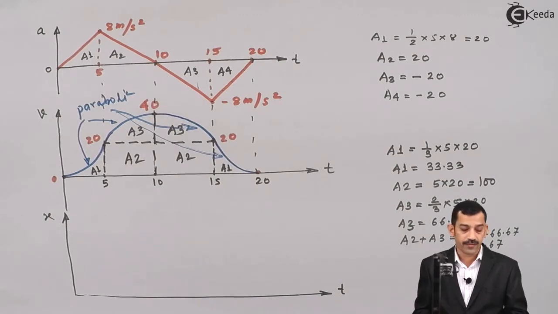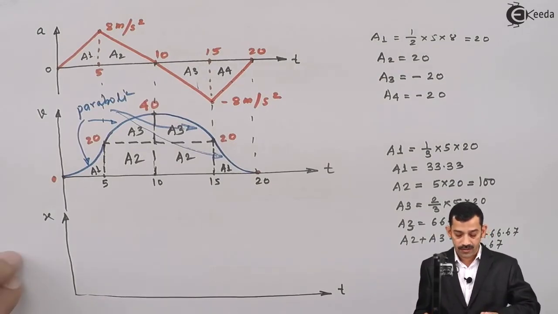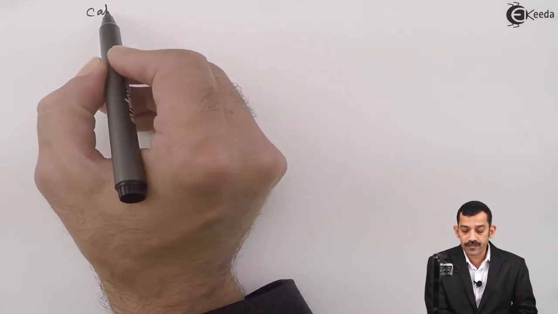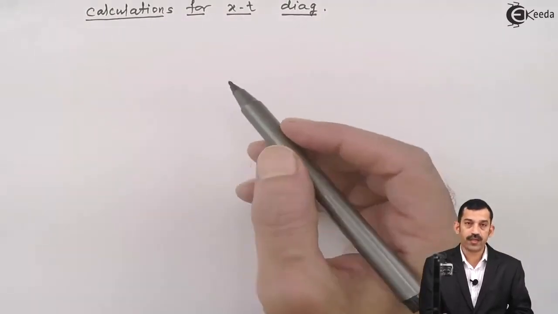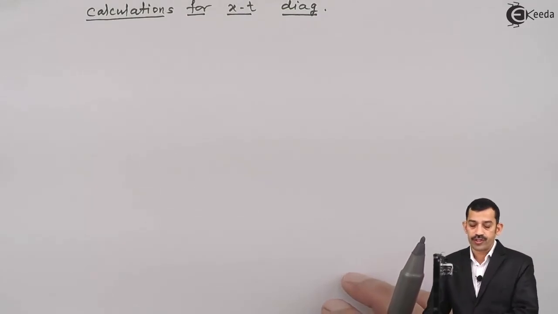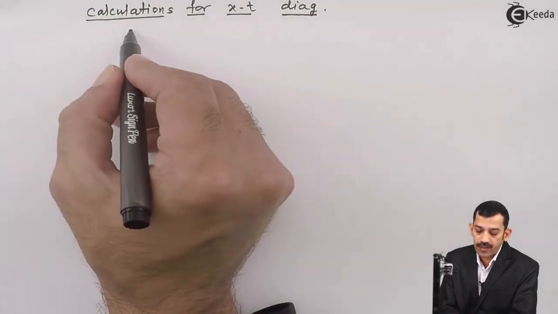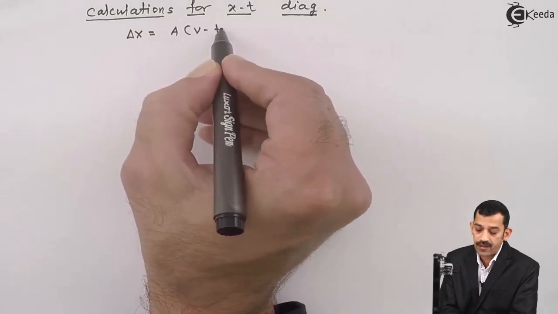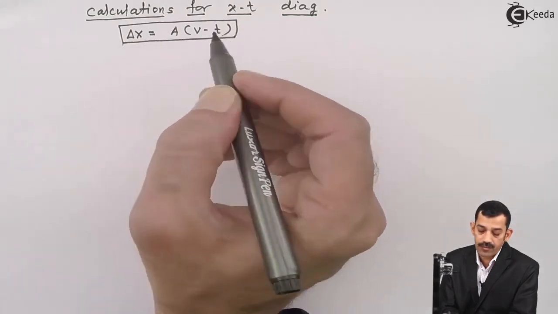Now to draw the XT diagram, again we'll write calculations for the XT diagram. In this calculation, the basic equation is change in position, that means delta x is the area under the VT diagram. Therefore the basic equation I'll write here: delta x is area under VT diagram. The given time interval we have divided in 4 parts.